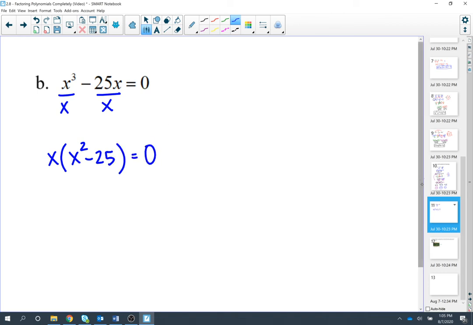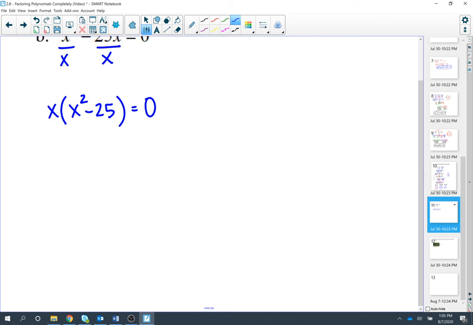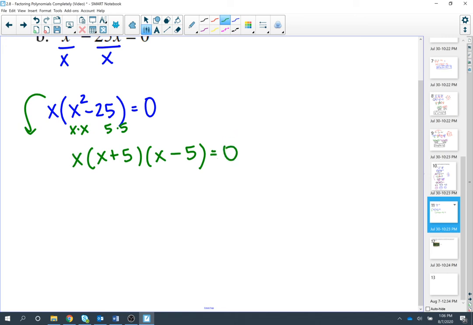Is that factored completely? No. X times x, 5 times 5. That's going to factor into an x and an x and a 5 and a 5. One's a plus, one's a minus, and then don't forget to bring down your x. Is that factored completely? Yeah, but it's not solved yet.